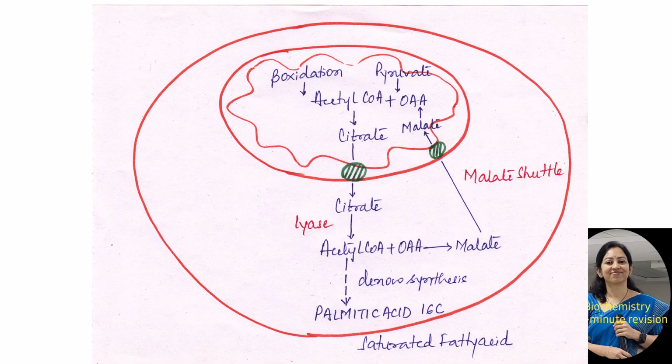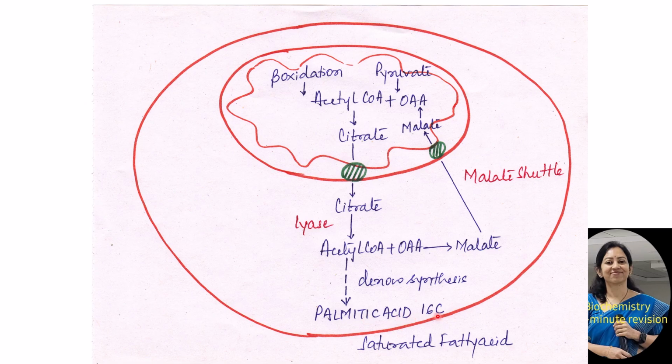Coming to this, it is just a pictorial representation of the same. So acetyl-CoA is formed either as an end product of beta oxidation or as the end product of aerobic glycolysis. This gets converted to citrate because acetyl-CoA cannot come out of the mitochondria to the cytoplasm as there is no transport protein available. So we have a transport protein for citrate. So citrate comes out of the mitochondria to the cytoplasm. It is acted upon by lyase enzyme releasing the acetyl-CoA. So this undergoes different steps to form palmitic acid.